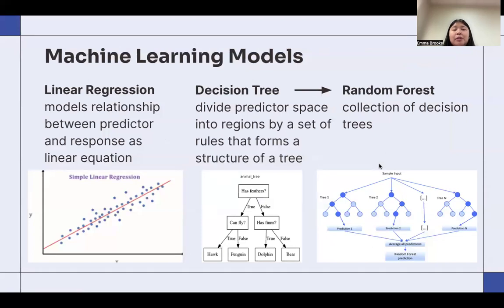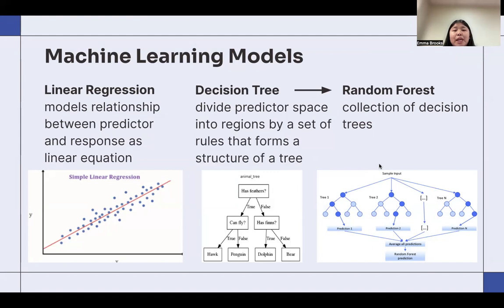So the machine learning models I'll be focusing on are linear regression and random forests. And we have to talk about decision trees in order to understand random forests. So with linear regression, we are modeling the relationship between a predictor and a response variable as a linear equation. And in order to make the predictions, we would just plug in values for those predictor variables, and it would output our prediction.